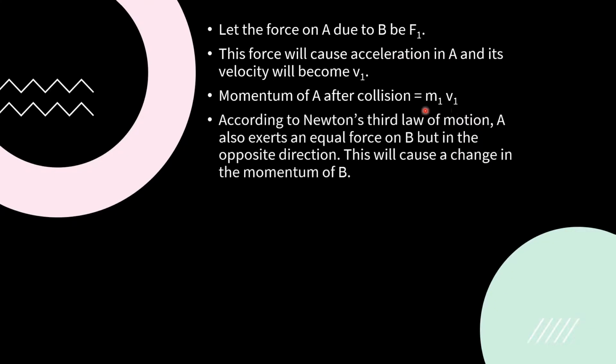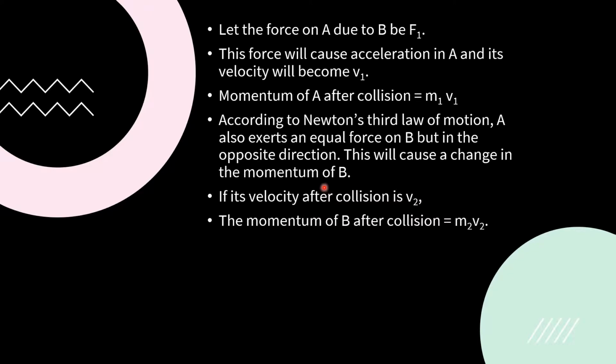According to Newton's third law, we know that A also exerts an equal force on B, but in the opposite direction. So this will cause change in momentum in B also, isn't it? If its velocity after collision is v2, the momentum of B after collision will be m2 v2. So after collision of two objects, object A has momentum m1 v1, and the final velocity of object B is V2, so its momentum becomes m2 v2.